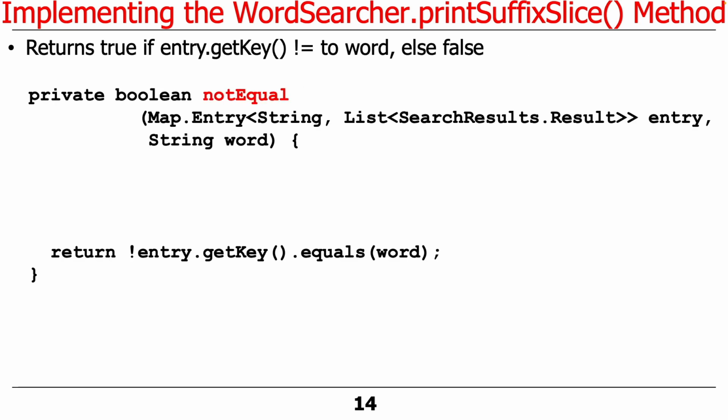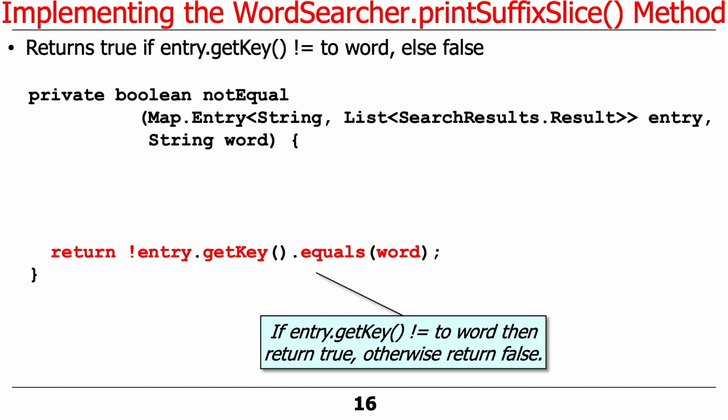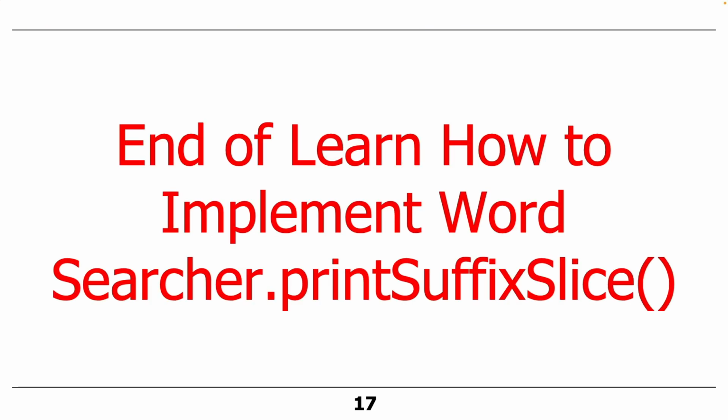Here's the not equal implementation just for completeness. It takes an entry and a word, and it checks to see if the key of the entry equals the word. And if it equals, then it's equal. But we want it to be not equal, so we can keep going until we finally reach the end of that particular portion of the dropWhile. And that's the end of this example.